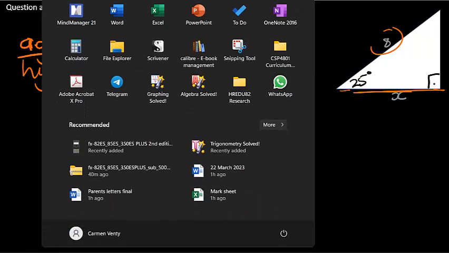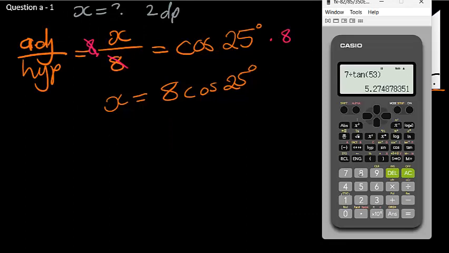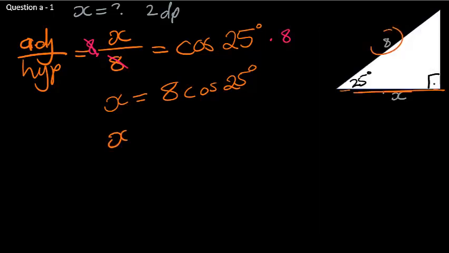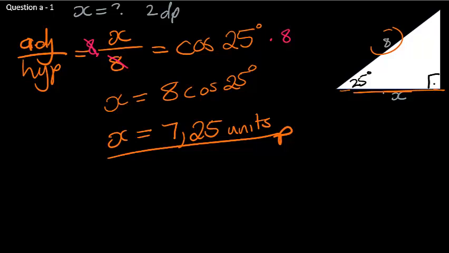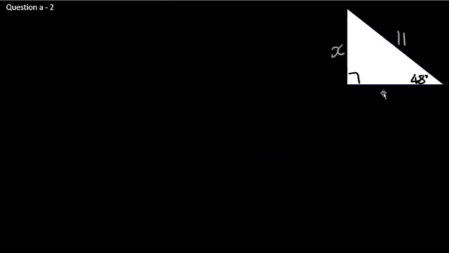I whip out my calculator and I put in 8 cos 25. That gives me 7,25046. Now I want to go to 2 decimal places, so I look at the 0, which is next to the 5. 0 says stay the same, so my answer is going to be 7,25. X is equal to 7,25 units, whatever the units may be. That's my final answer.